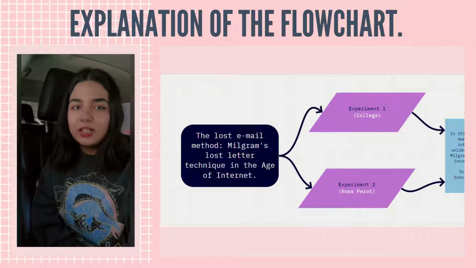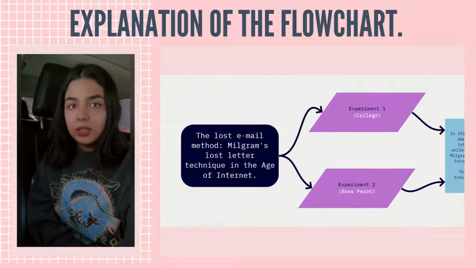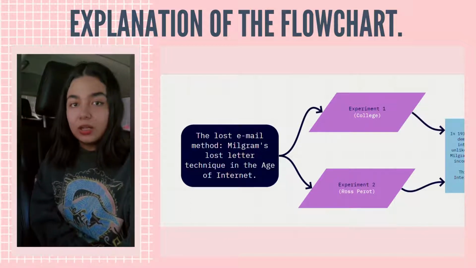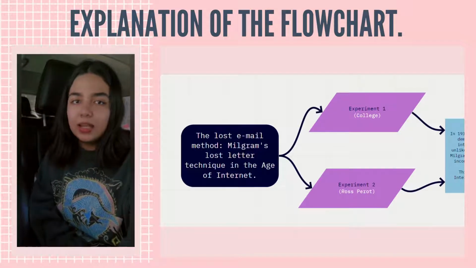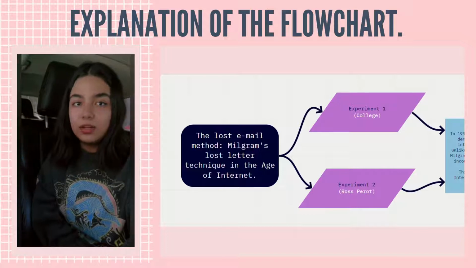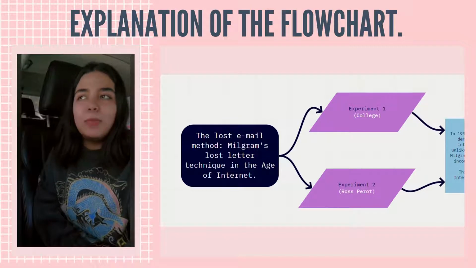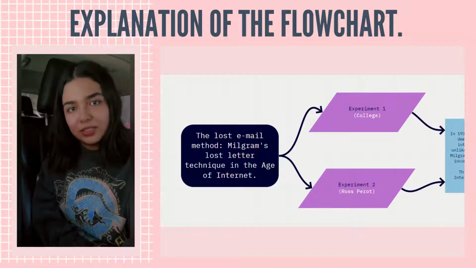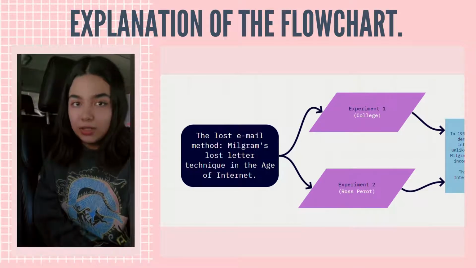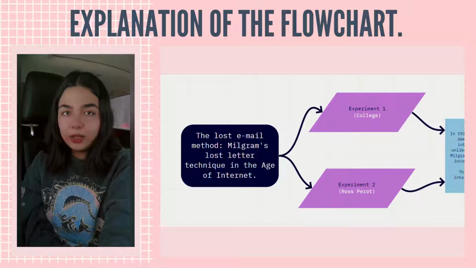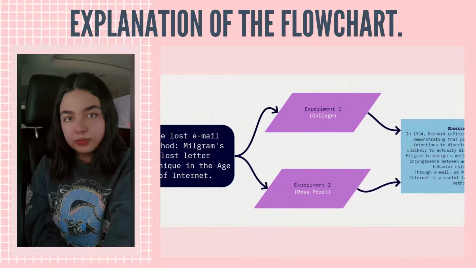For this project, we chose a really interesting experiment which is called the lost email method. This was inspired by Milgram's lost letter technique, which was a method created in 1977 designed to measure the attitude of different people, but it was using letters. This time, Milgram's lost letter technique was adapted to the age of the internet, and now instead of using letters, it used email. In this lost email method, two experiments were used, so we are going to analyze both of them.